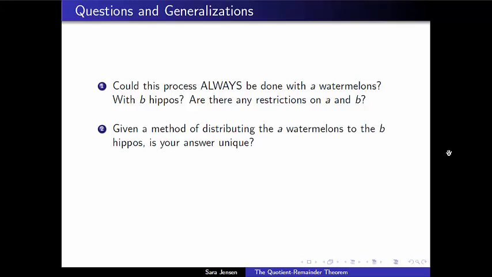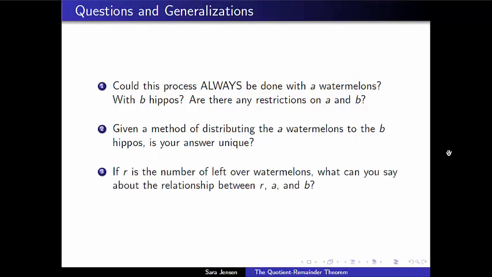Another thing we want to think about is, all right, we got an answer on the previous page. We had some sort of method of distributing the watermelons to the hippos. I got an answer. Very frequently in mathematics, we would like our answers to be unique, or we'd like to know, at least, if they aren't unique. So are we all going to get the same answer as we work on this problem independently? Or is there some other method of solving this problem that would produce different results?